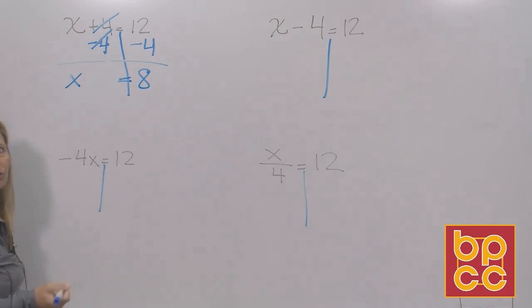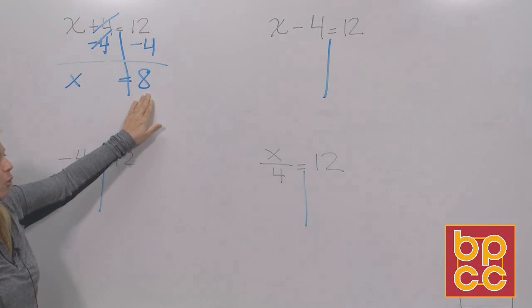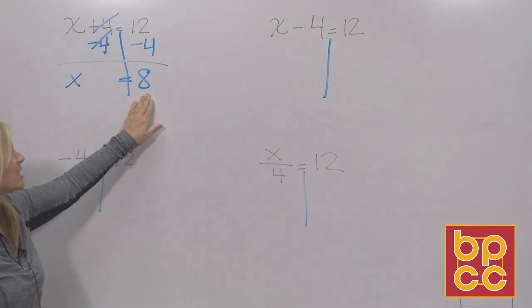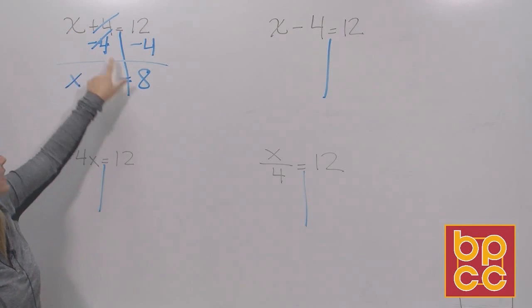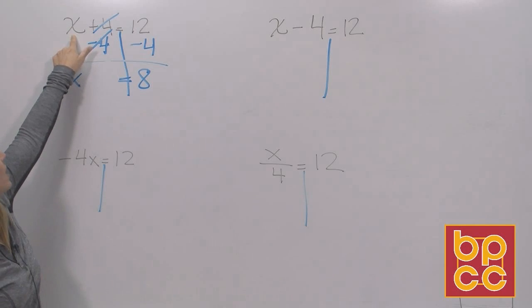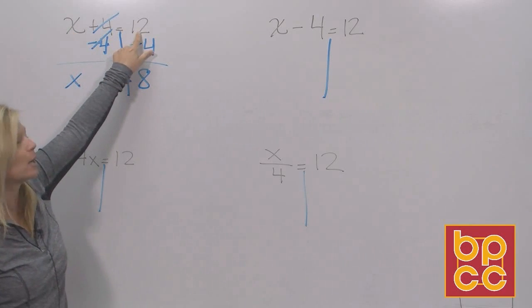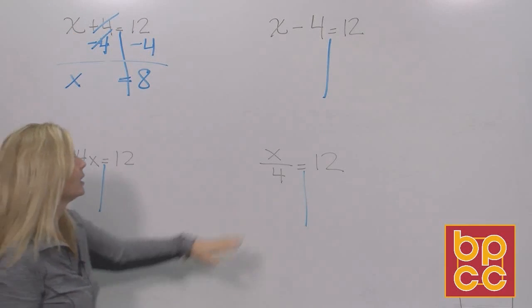That is your solution. How do you know it's correct? You check it. You say to yourself, all right, if I put that in the spot for x, if I replace x, if I substitute for x, 8. 8 plus 4, does that equal 12? Yes. Let's do the next one.